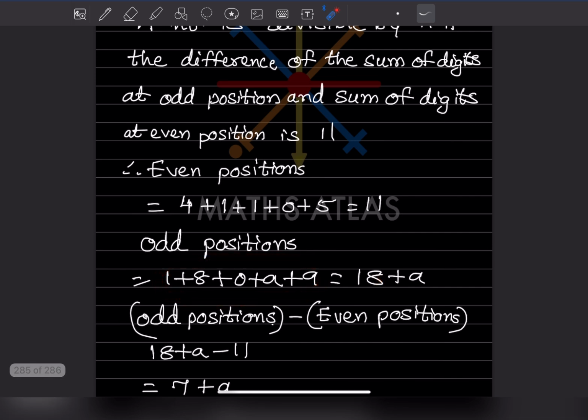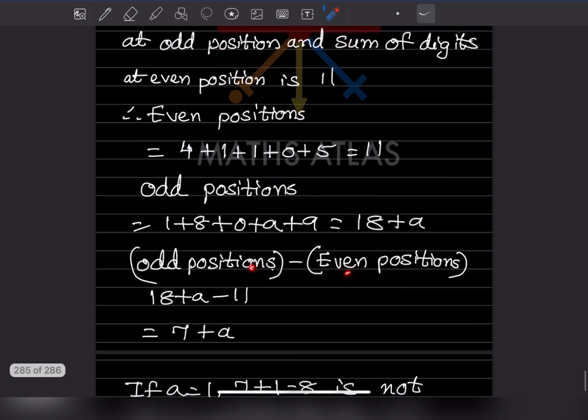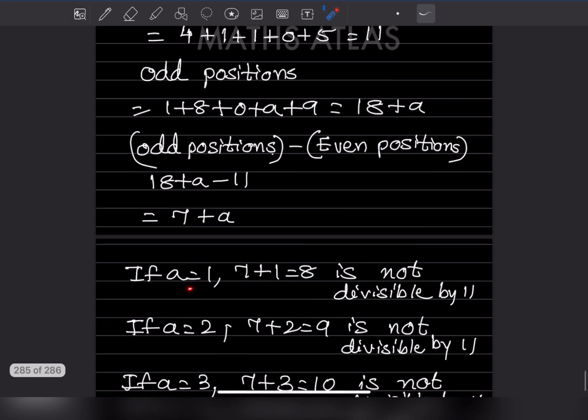So now what will you get here? This is the difference of the sum of the odd positions and the sum of the even positions, so you are going to take odd position minus even position. Odd position is 18 plus A, and you subtract the even position, that is 11. So 18 minus 11 is 7 plus A. Now if we take A as 1, in place of A you put 1. So 7 plus 1, that is 8.